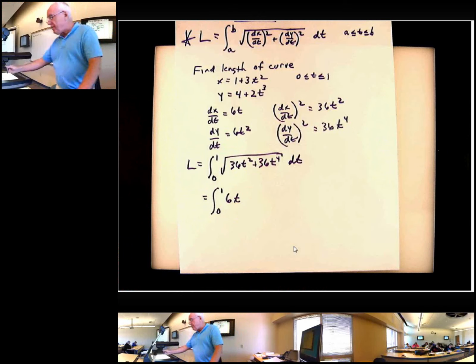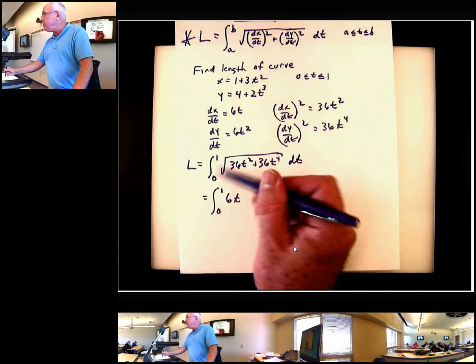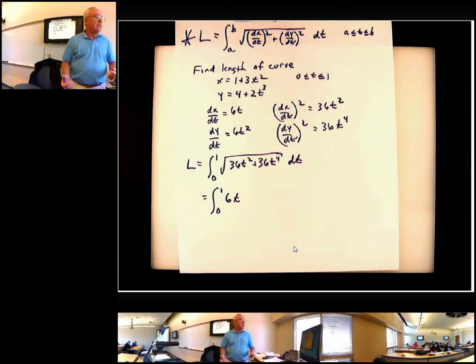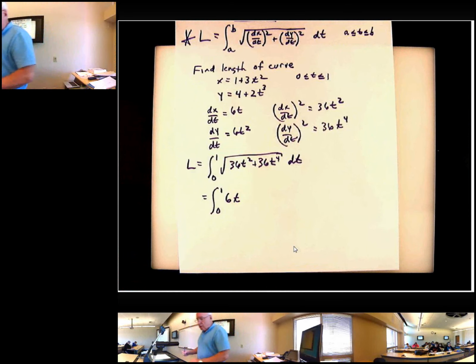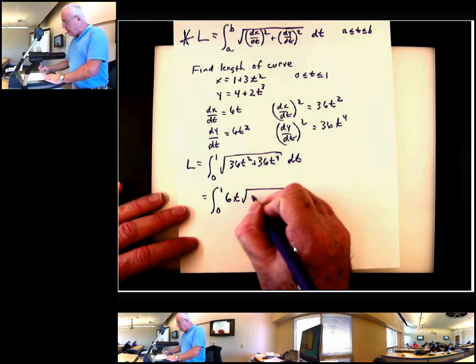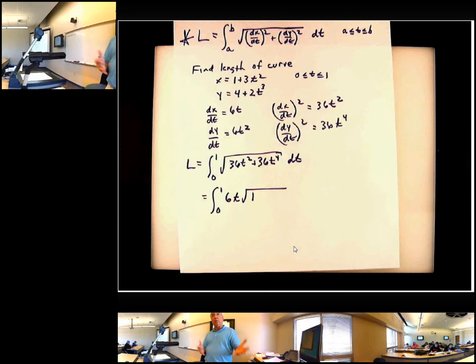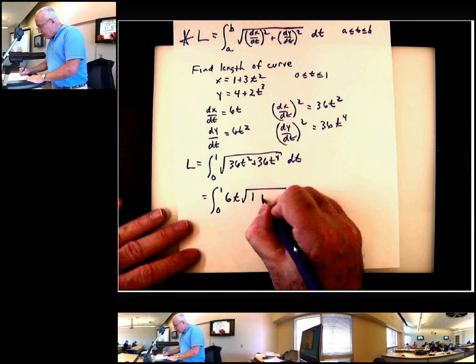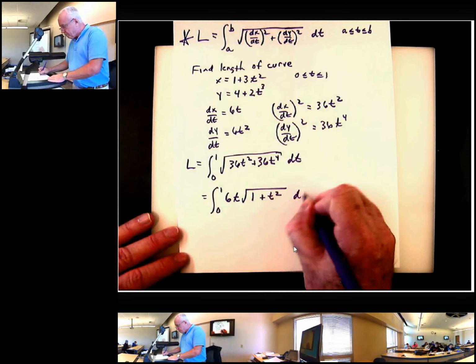Notice our t values here are positive, between 0 and 1. So when I pull it out, I'm just going to have a positive t. And then what I have left inside, I'm just going to have a 1 left with the first term because I pulled out the full 36t squared. And with the second term, I have a t squared left over.